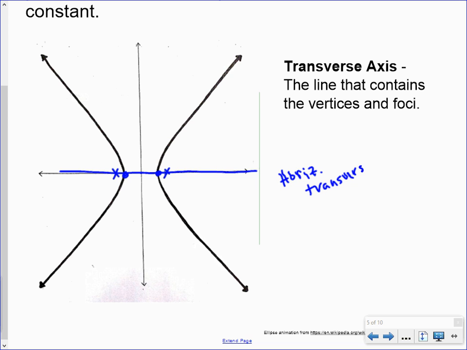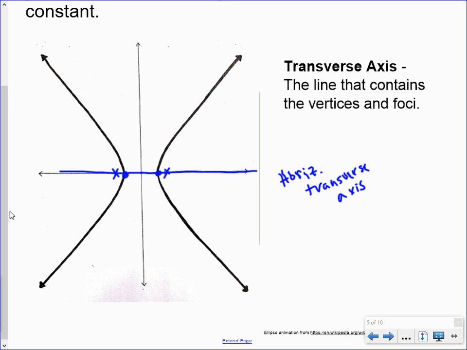If you take your sheet of paper with that perfect hyperbola right in front of you and rotate it 90 degrees, you have now created a hyperbola that opens up and down. The vertices and the foci are on a vertical axis, so that's what a vertical transverse axis would mean. So the difference between a vertical and horizontal transverse axis is what direction your hyperbola opens.